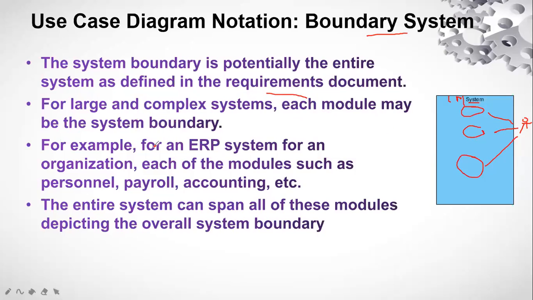Let's take an example. If we have a system which is very big to be shown in one use case diagram, we divide it into modules, and one module can be defined as one system boundary. For example, for an ERP system for an organization, each of the modules such as personnel, payroll, accounting can be defined as one system. I can say that the human resource department can be shown in this way. It is not the complete ERP. So a bigger system can be divided into modules, and that can be shown in a singleton way. The entire system can span all these modules, depicting the overall system boundaries. So I think the system boundary is clear to you.